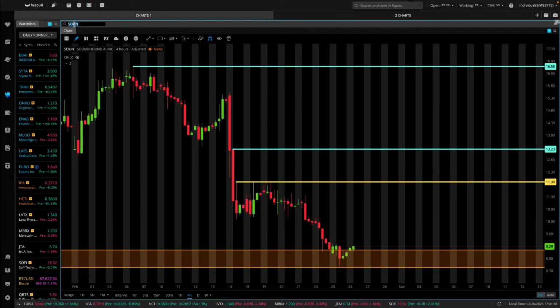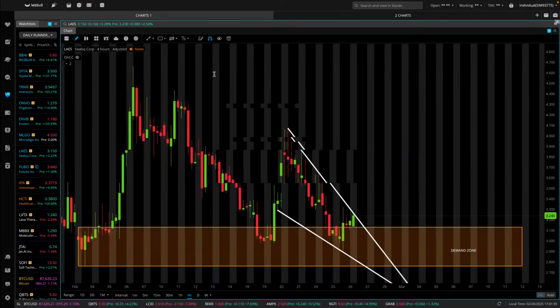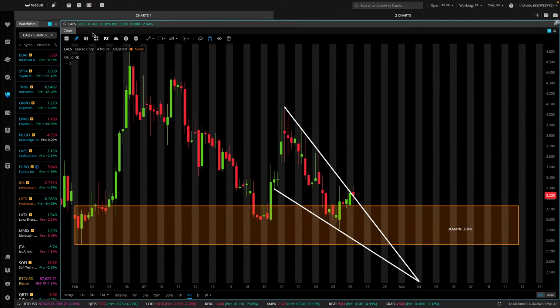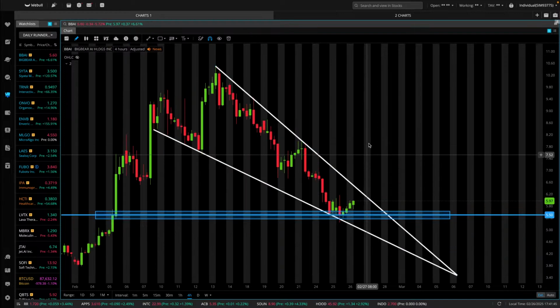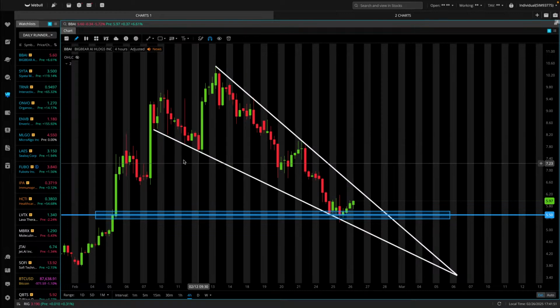I do like a setup like this because all of the plays are working out. Look, lasers in the same sector. Lasers setting up for a perfect breakout here. BBAI is another one that's looking good. Expecting this one to break out. So they're all setting up for breakouts. These are all the same sector, so they should all follow each other.